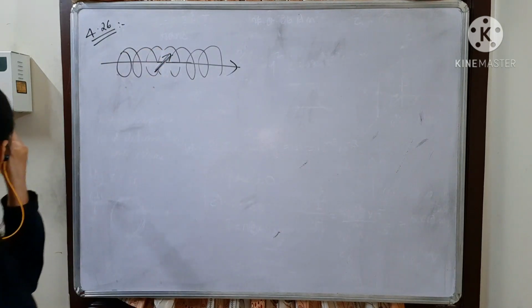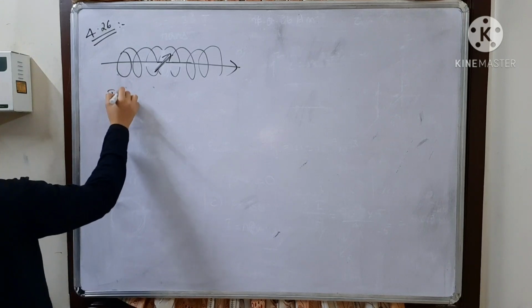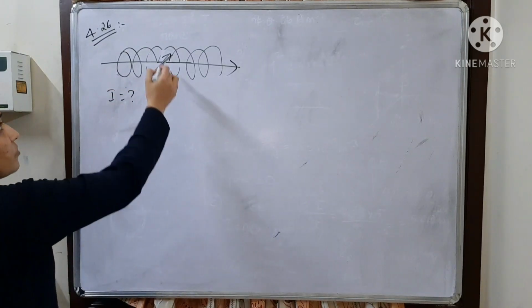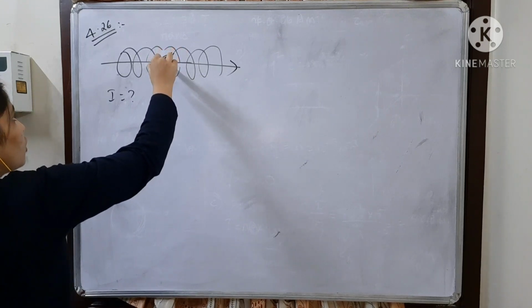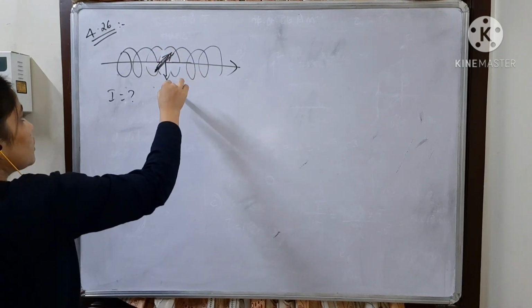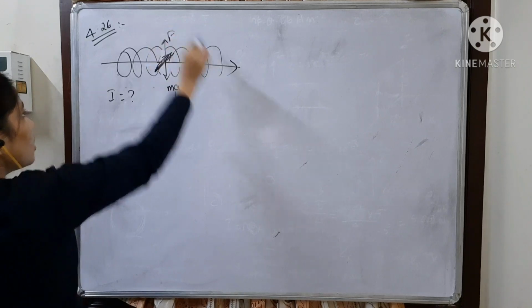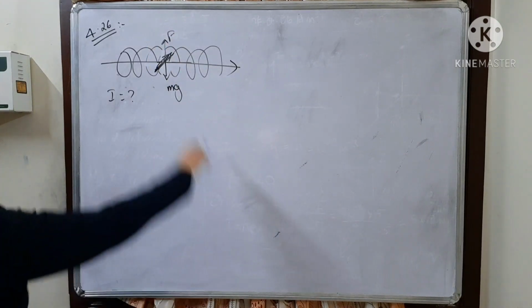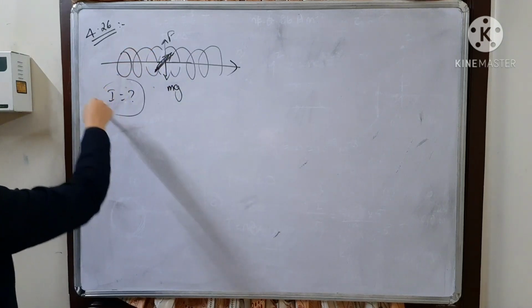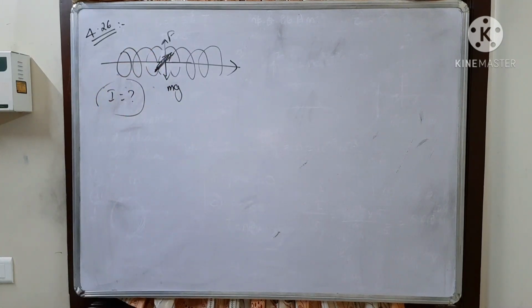Now they are asking what should be the current such that the wire does not fall. Meaning its weight is balanced by the Lorentz force. So that is what they are asking. So we have to balance the weight by the Lorentz force. So for that, what is the current that I should supply?